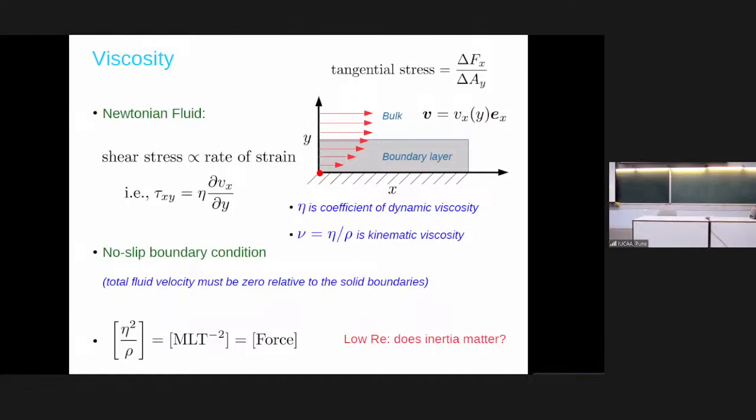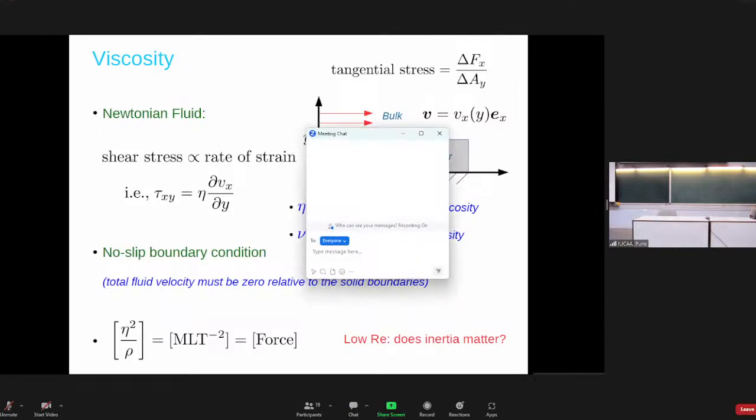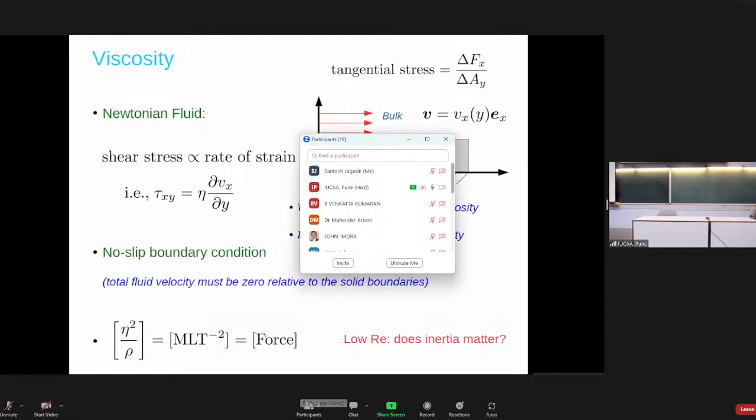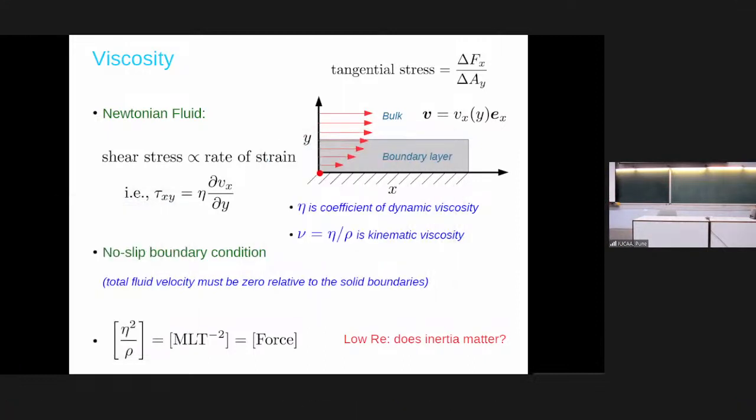Fluids that obey a linear relation between shear stress and rate of strain are called Newtonian fluids. By and large, we are concerned with Newtonian fluids. As you can see, there is a flow in this direction which changes in this direction. That's a definition of shear, right?